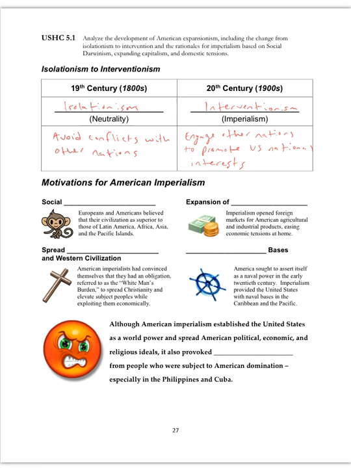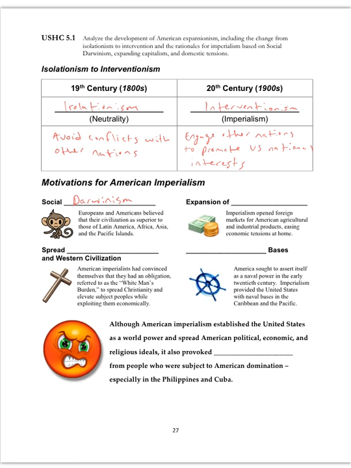So, motivations for American imperialism. And these aren't in any particular order of importance. Social Darwinism. So Europeans and Americans believed that their civilization was superior to those of Latin America, Africa, Asia, and the Pacific Islands. So they believed that because their civilization was superior and others were inferior, that they had the right. They had the right to intervene in these different places around the world. And they thought that this would benefit the different peoples that they were coming in contact with.